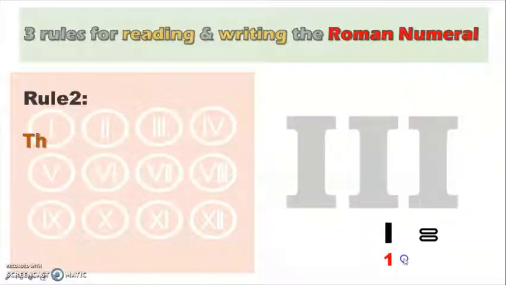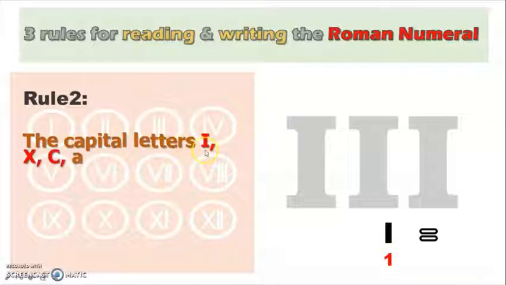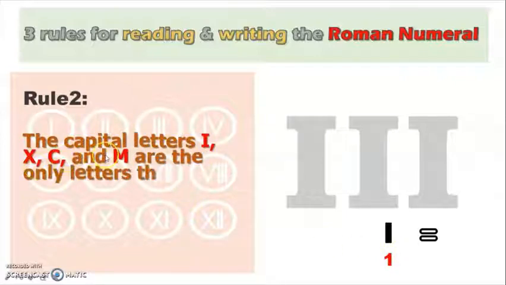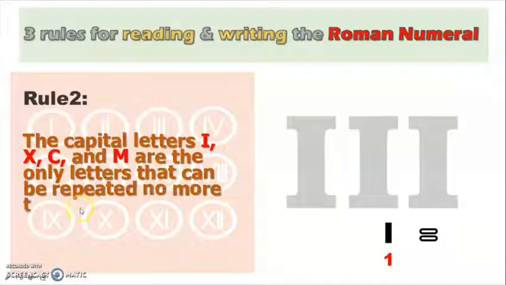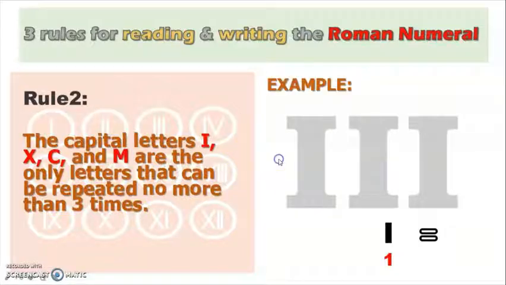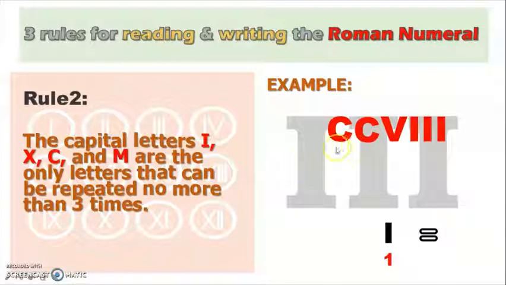The last rule is that the capital letters I, X, C, and M are the only letters that can be repeated no more than 3 times. So only I, X, C, and M can be repeated, but only 3 times. For example, C, C, V, I. So what is the equivalent of these? C can be repeated because it's in the rule.